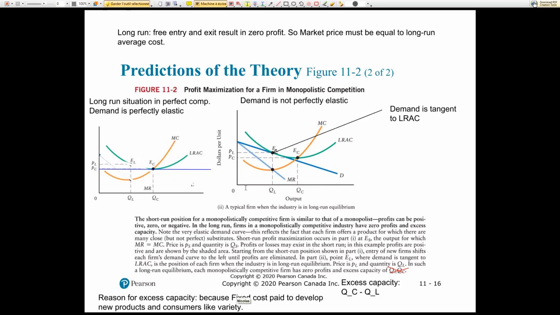So firms have a high fixed cost to start producing this new product. But then once they have it, they're better off, or other firms are better off entering the market and stealing part of their market, instead of just letting them produce as much as they could otherwise.